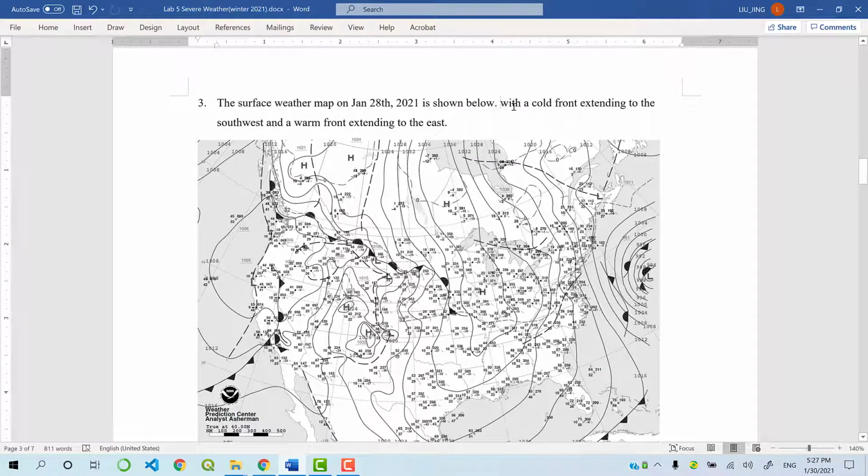On the map you will see a cold front moving into Southern California.